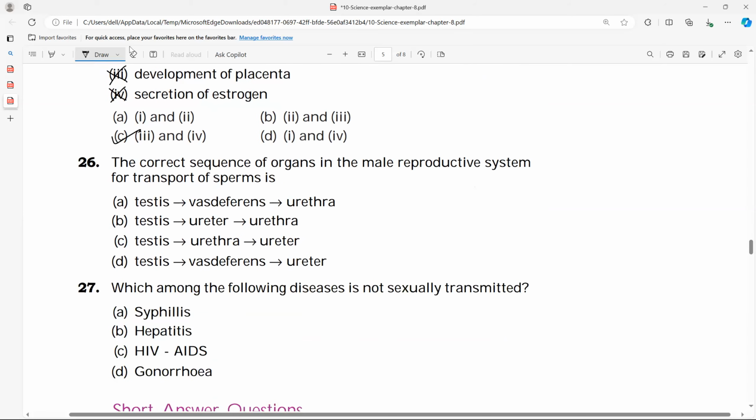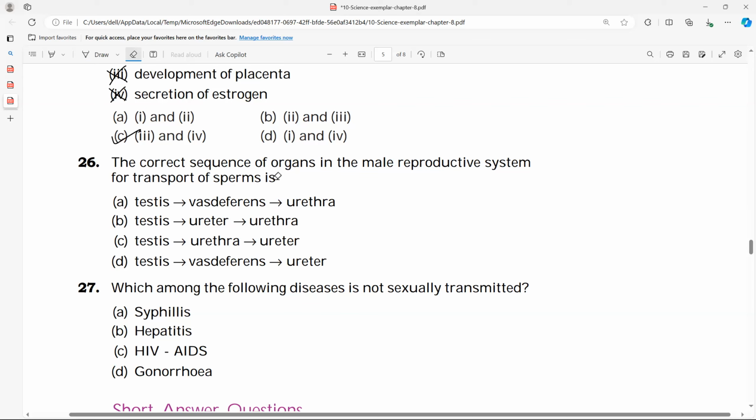Okay. Next, question number 26. Option D. Yes, the testis was different than urethra. It is incorrect. Why is it incorrect? After testis, we have the vas deferens, and then the urethra. The question asks for the correct sequence of the organs in the male reproductive system. Testis, then vas deferens, then urethra.